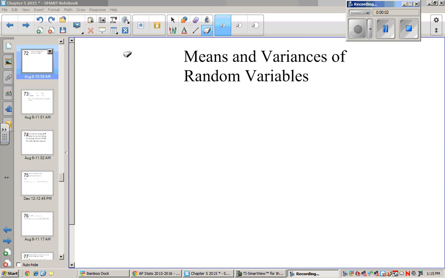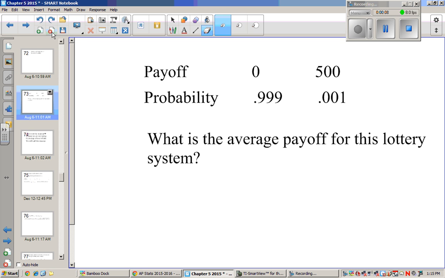Hello, today we're going to be looking at means and variances of random variables. We'll also look at standard deviations as well. Now, we're going to have probability distributions, and we want to find different statistics. For instance, if this is a lottery, 99.9% of the people will not win, but 0.1% of the people will win $500. What is the average payoff?